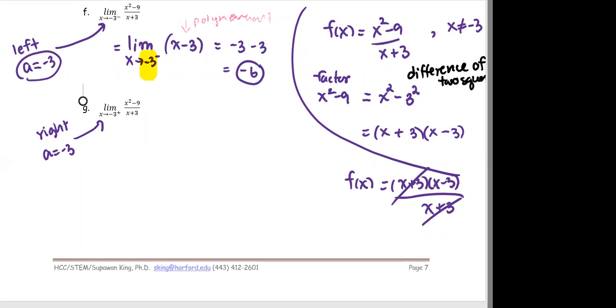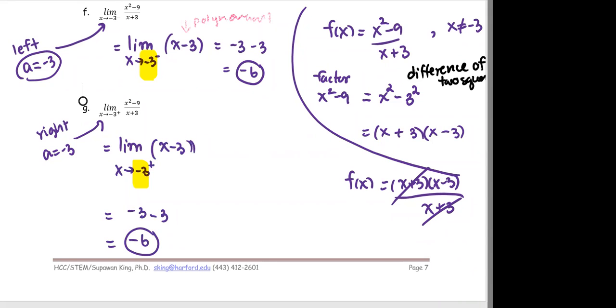And similar for the second part here, part g. After we factor and simplify, the expression becomes x minus 3. And as x approaches negative 3 from the positive side, same situation, it's a polynomial form. It doesn't matter coming from the left or from the right side. The value we're going to plug in is negative 3. So negative 3 minus 3 turns out to be negative 6, the same as the left-sided limit.